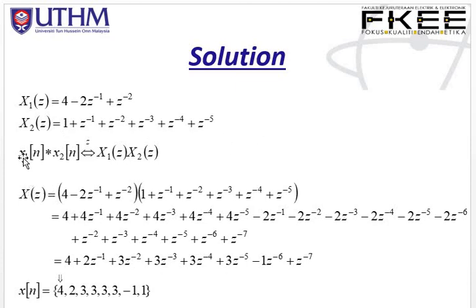And then the convolution process, x1 convolved with x2, is equivalent in the Z transform to X1(z) multiplied with X2(z). So it's easy: we multiply X1(z) with X2(z). X1(z) is this one, whereas X2(z) is this one. So this 4 will multiply with each single value of z here, and similarly this one will multiply with the others up to the end. When you sum up everything, you get this one. So this is the x[n] value from the X(z).